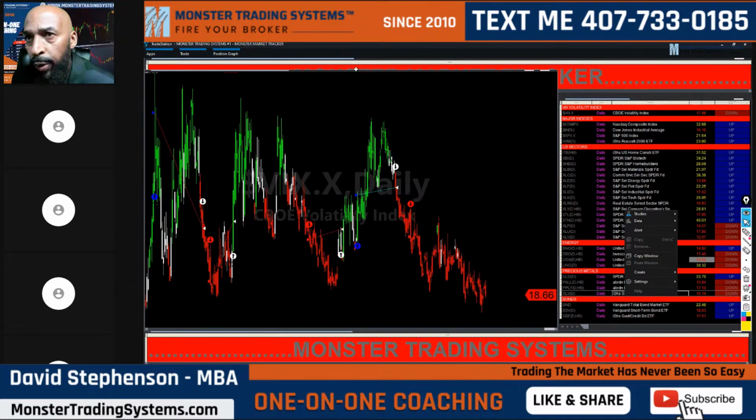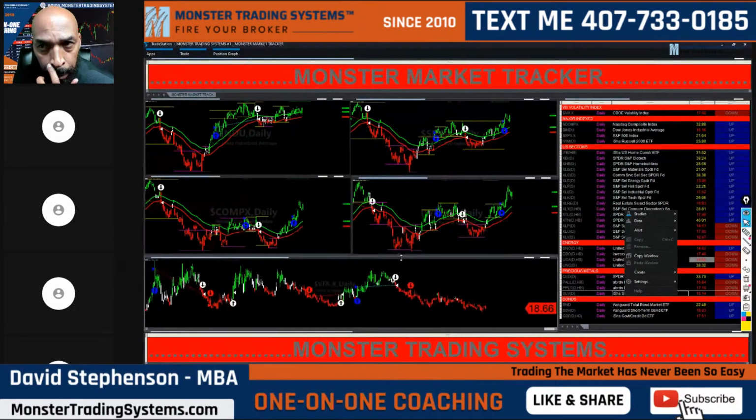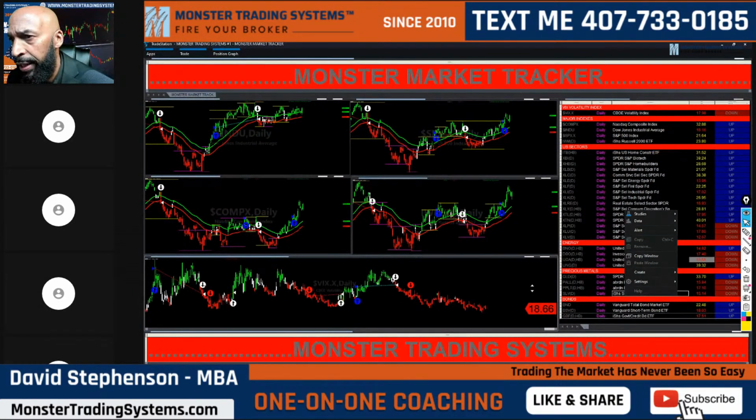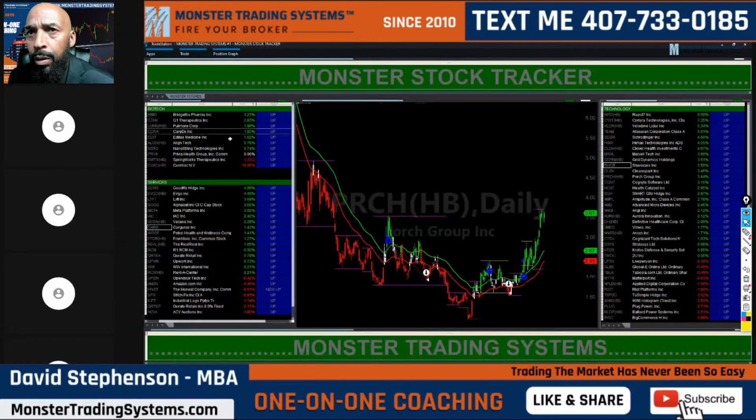All red candles, so that's good. We just need the VIX to come down to the low teens and then stay there. Nice price action. These are the stocks that we put into Monster Stock Tracker last week. So you guys should have seen a lift in your stocks, some movement in your stocks.